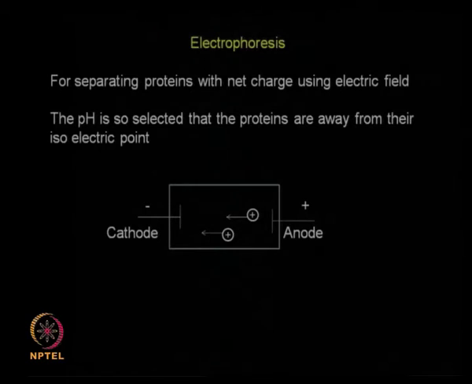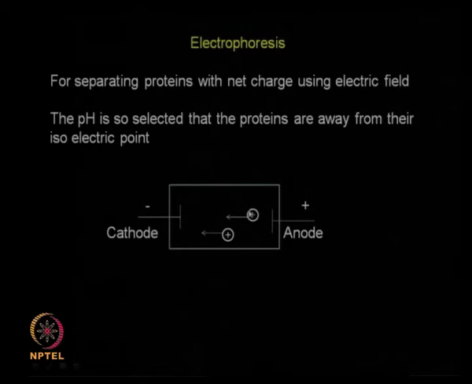So proteins will always have charges, do not forget that. There is one pH at which proteins will have net zero charge, and that is called the isoelectric point. If we are operating away from the isoelectric point, proteins will have charge. So if I apply a voltage, proteins will start moving.